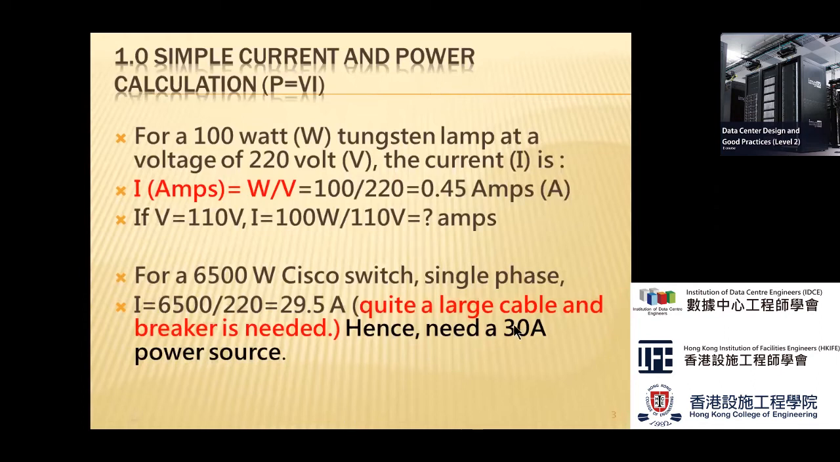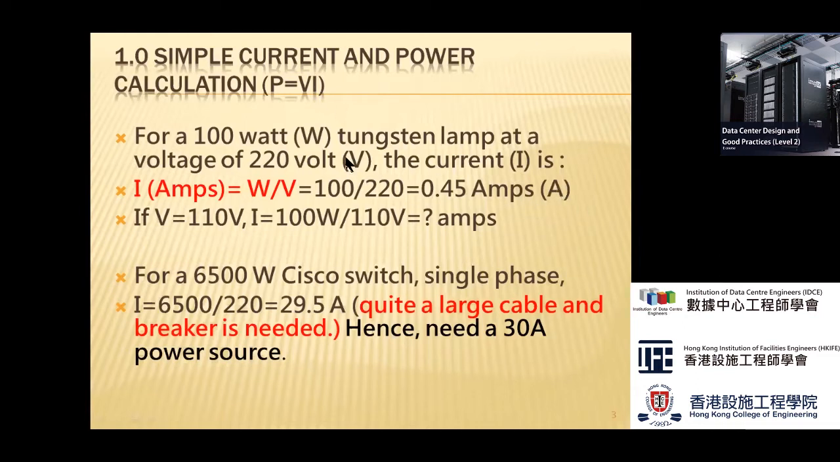So first of all, simple current and power calculation. Now we must understand that power, P, is equal to the voltage V times the current I. Okay, so P equals V times I. P means the power in terms of watts. The unit of voltage V is volt, single V. The unit for current I is ampere, A, okay?